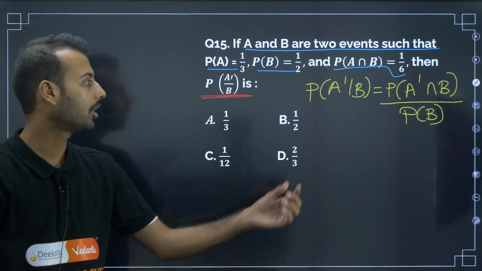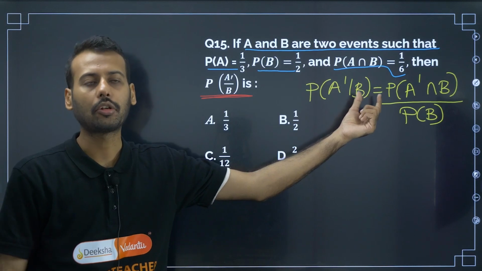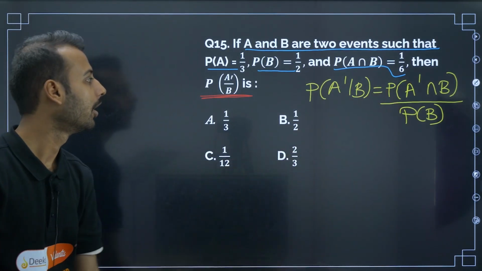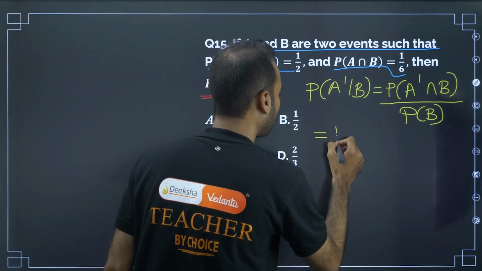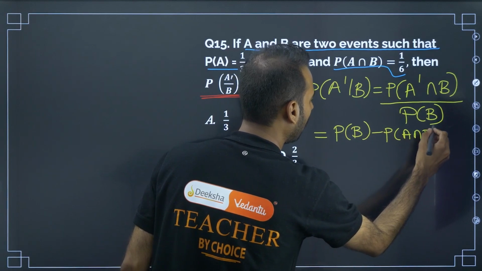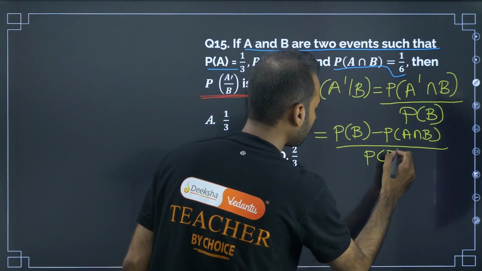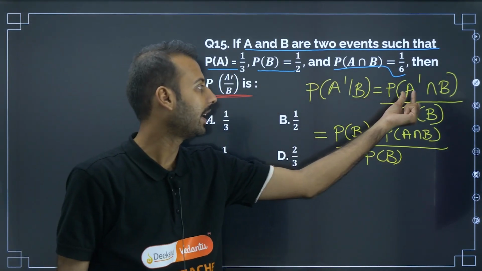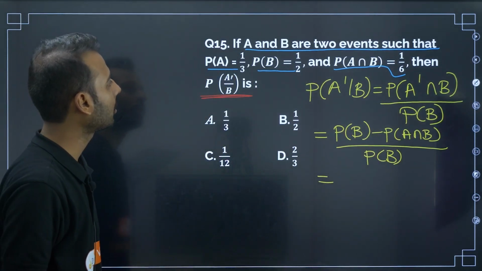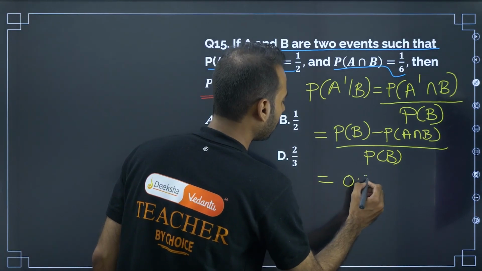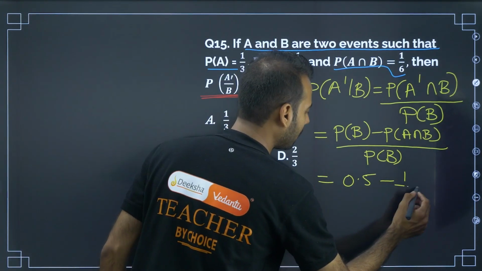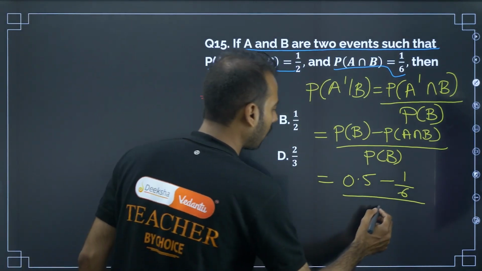This is from the synopsis. Please add to your memory, please add to your soul, this point is very important. A dash given B is a conditional probability. Now this can be written as probability of B minus probability of A and B, divided by probability of B. A dash intersection B is probability of B minus probability of A intersection B. Probability of B is 0.5, that is given, minus A intersection B is 1 by 6, divided by probability of B which is 1 by 2.